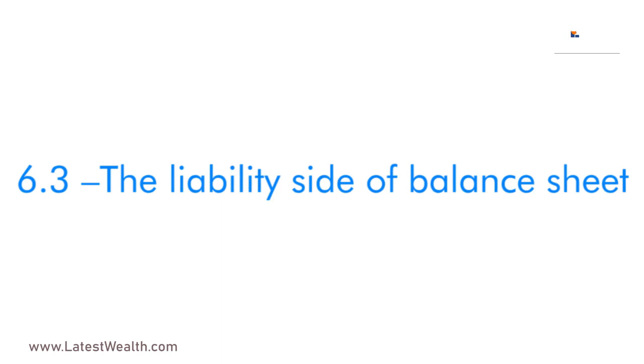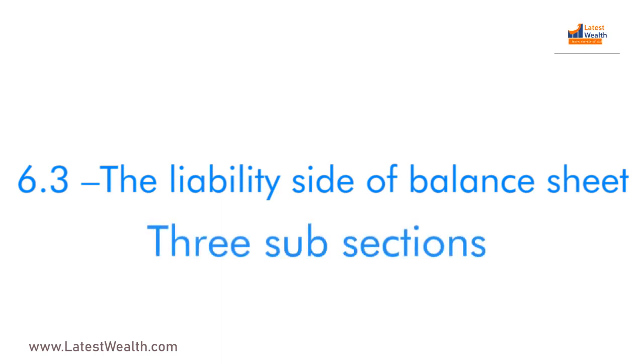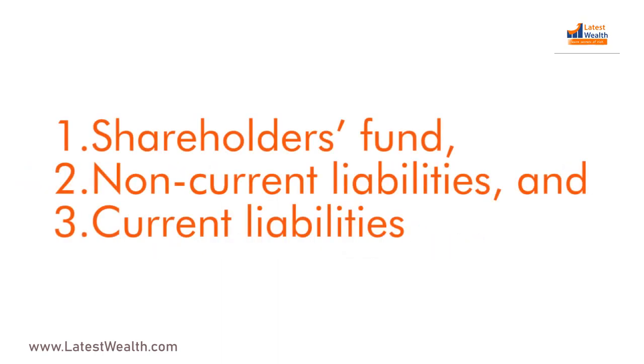Now, the liability side of balance sheet. The liability side of balance sheet details out the liabilities of the company. Within the liabilities, there are three subsections. One is shareholders fund, two is non-current liabilities, and three is current liabilities. The first section is shareholders fund.